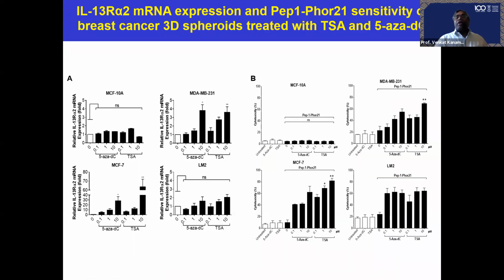Again, if you take spheroids and treat with these epigenetic drugs, we see an increase in alpha-2 expression in MCF7 spheroids that were treated with TSA or 5-azacitidine, and thereby we see an increase in the sensitivity of MCF7 spheroids to the lytic peptide.